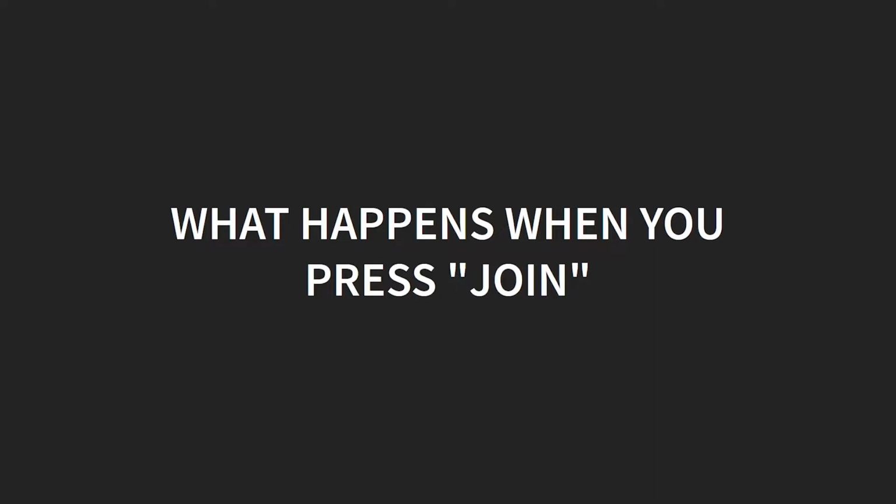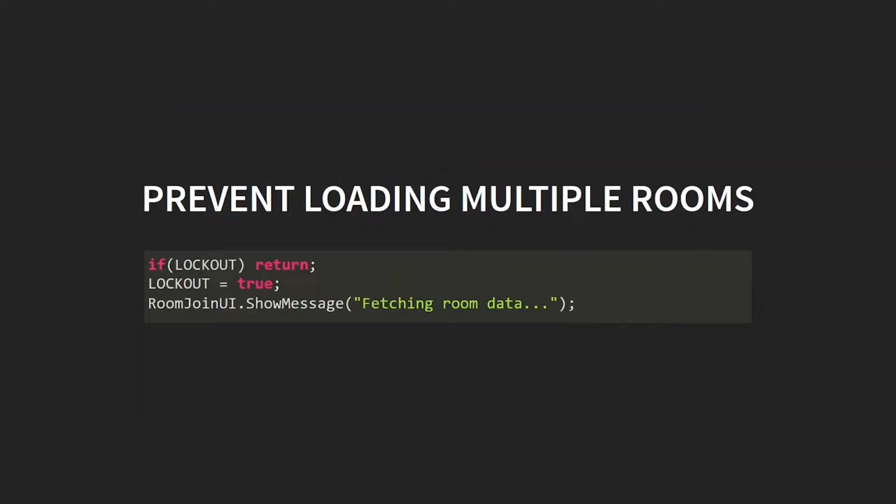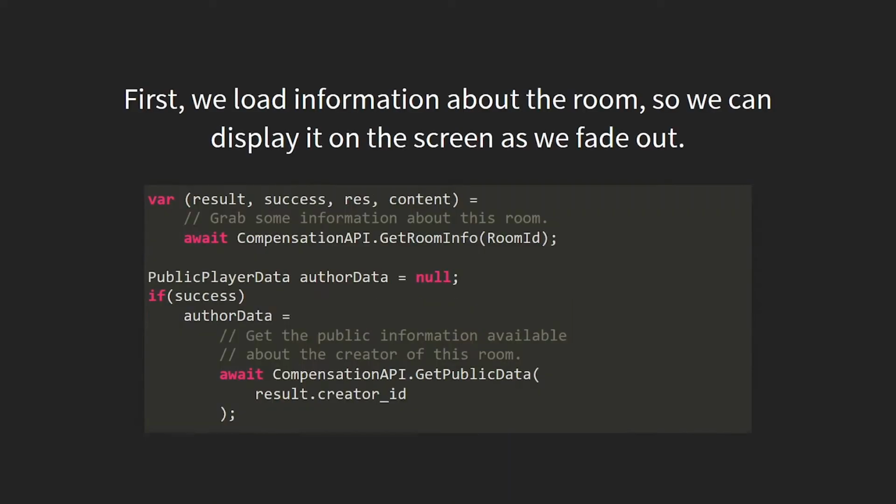What happens when you press join? When you press the button to join a room in Compensation, we call this function on our internal Network Manager class, which handles all of our matchmaking and other networking tasks. From there, the Network Manager makes sure you're not already loading a room, as weird things can happen if you join multiple at the same time, and then kicks off the join process.